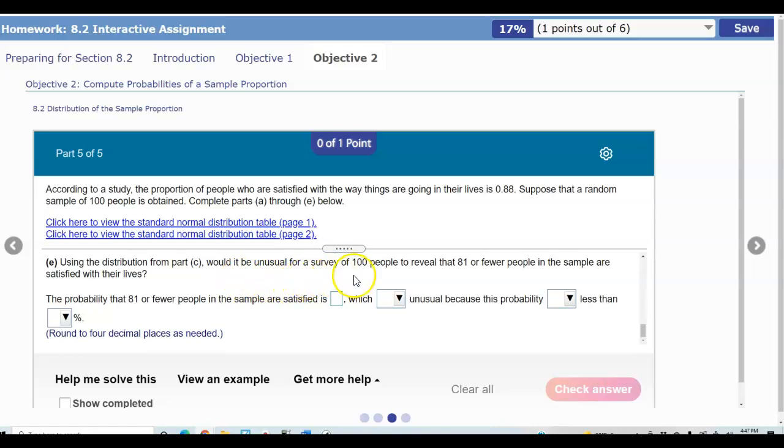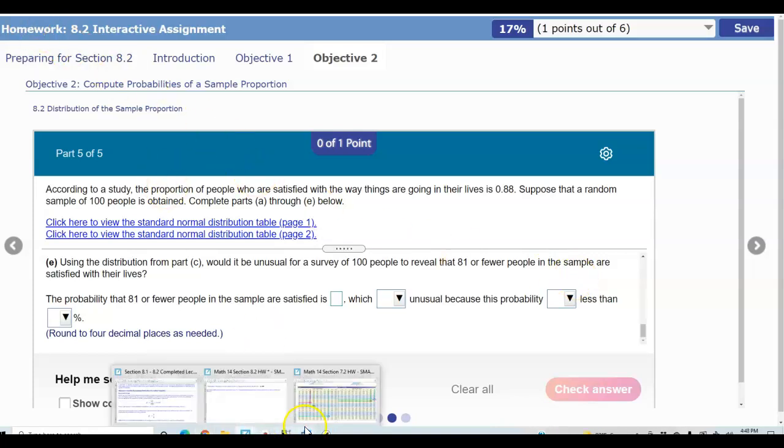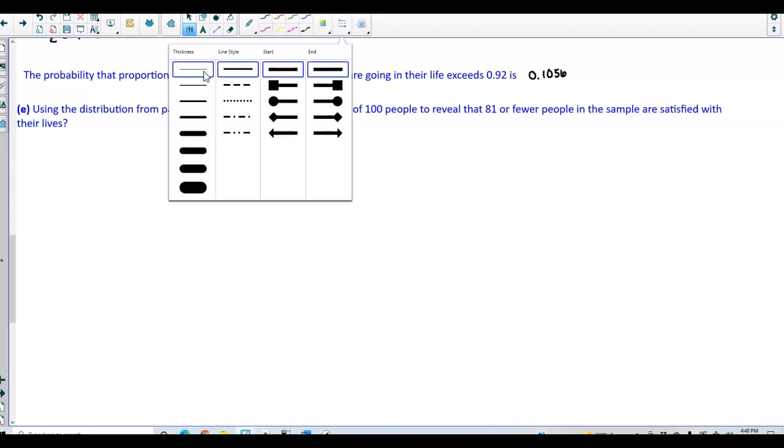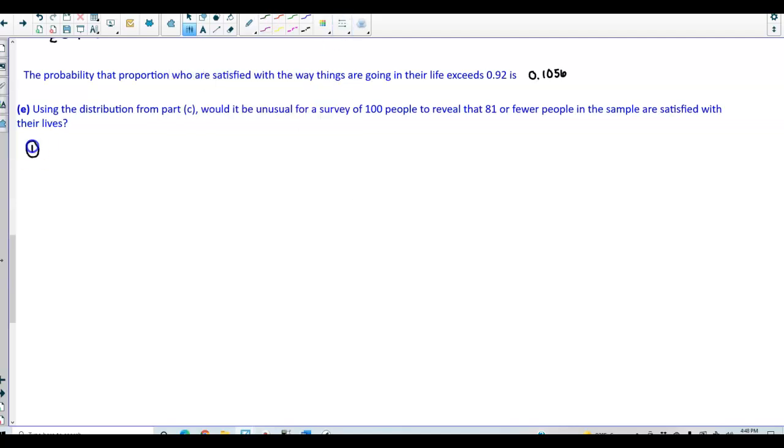Would it be unusual for a survey of 100 people to reveal that 81 or fewer people in the sample are satisfied with their lives? Okay, so let's go ahead and do that. So now what we need to find out is the proportion for this. We need to find the population proportion of this example, which means that the population proportion is equal to x divided by n, where x is equal to 81, and we got to divide that by 100.